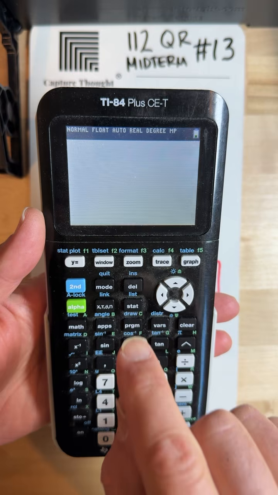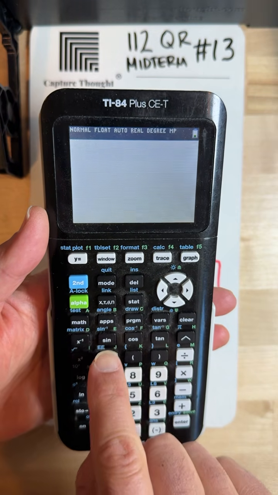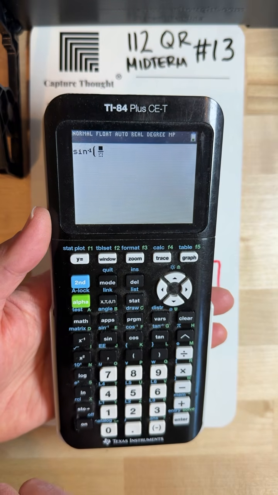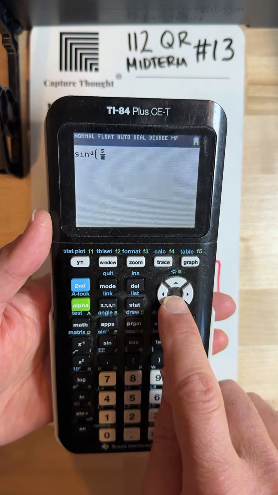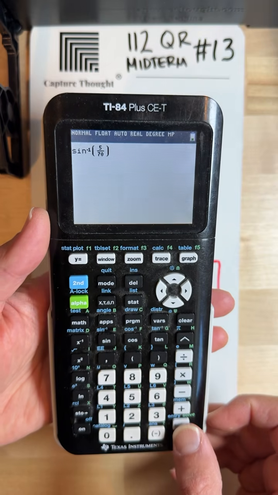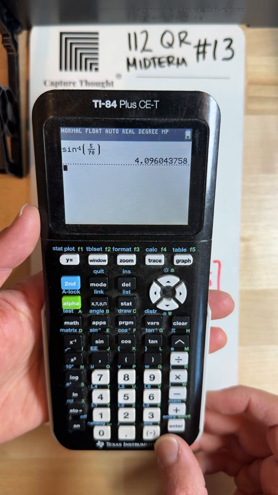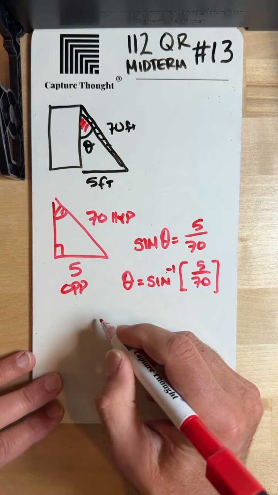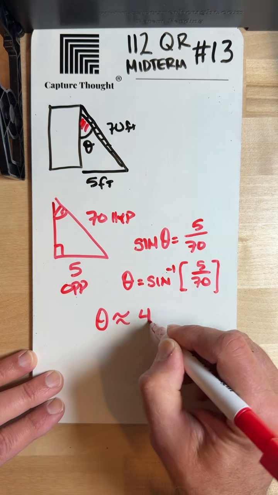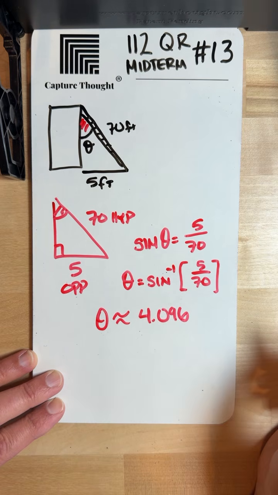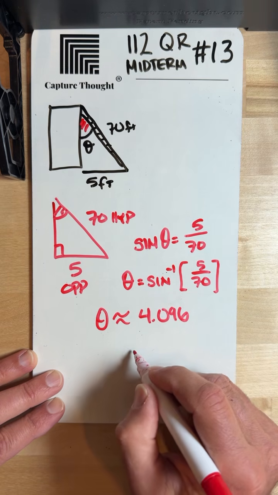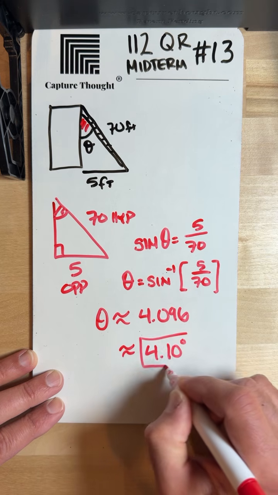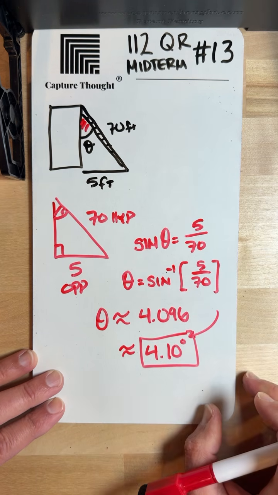Then I'm going to do second sine, that is the inverse sine. Then I'm going to do alpha link, punch in 5/70, close those brackets up, and it gives me 4.096. Let's write that part down. Theta is approximately 4.096, and the directions say to 2 decimal places. So that's approximately 4.10 degrees. Make sure that you have the degree symbol in there because that's the thing that you're looking for.